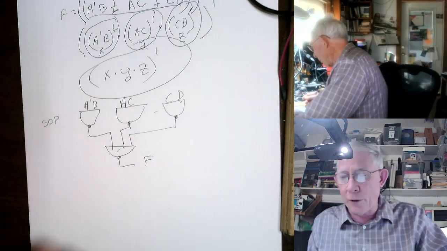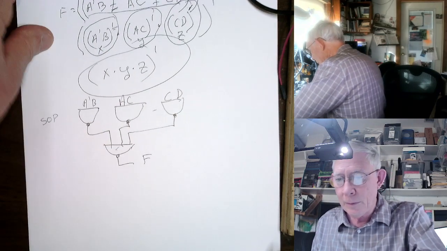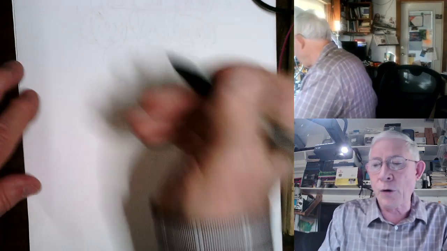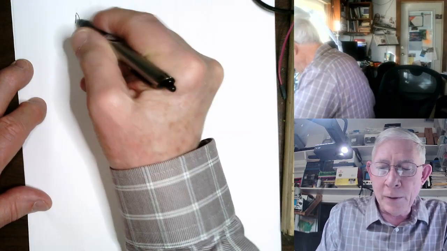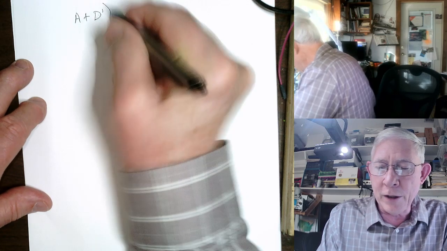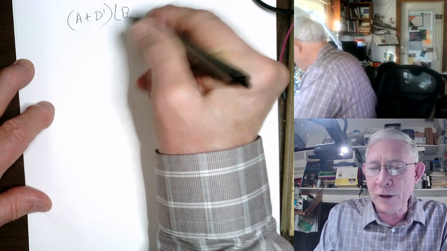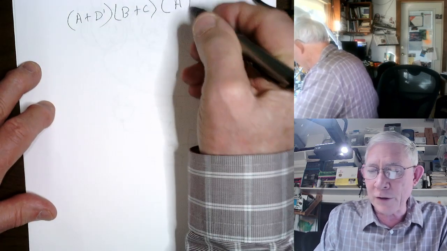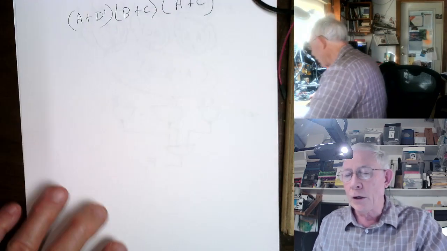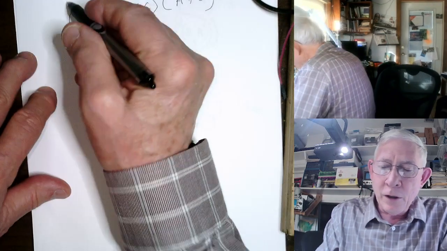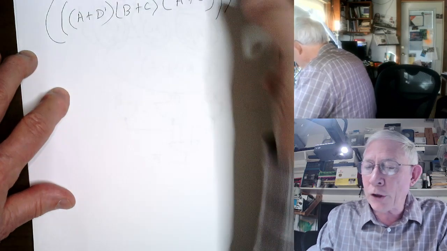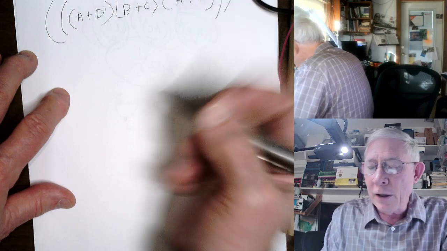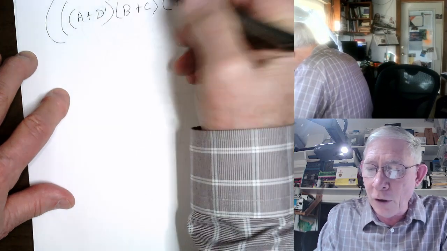So in POS form, we would start with, say, (A plus D prime) times (B plus C) times (A prime plus C). All right, something like that. We want to switch this. Same thing: we do a double inversion, we partially apply this to the inside, and when we do that, we put tick marks on all of these.